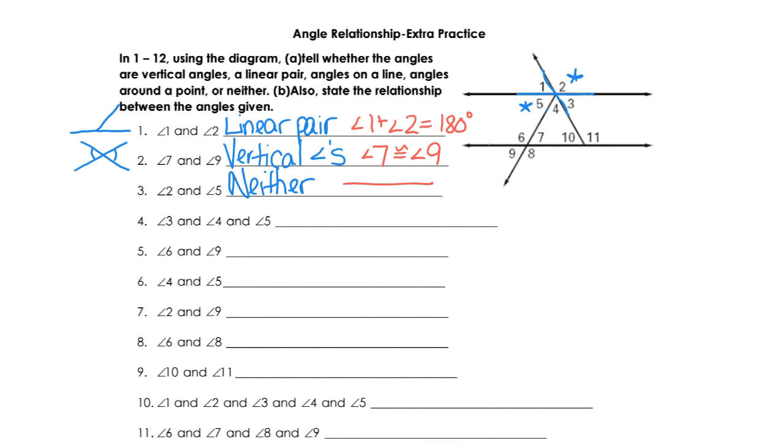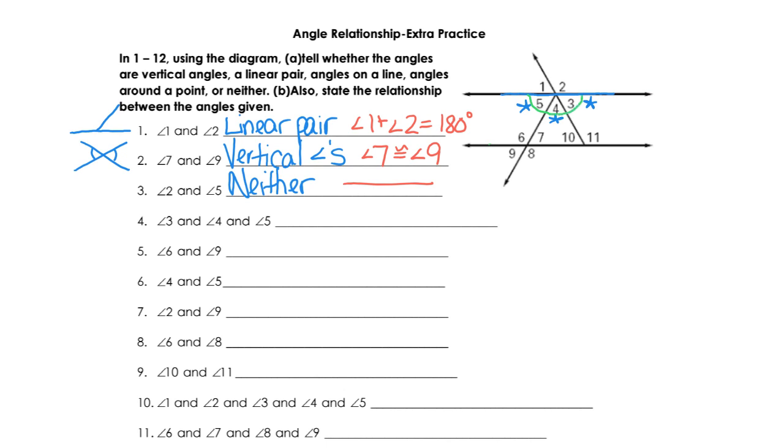We got angles 3, 4, and 5. So let's see, angle 3, angle 4, and angle 5. And as soon as I see that, everybody see this line here? Do you see that if I go from where angle 5 starts to where angle 4 ends, and then angle 3, we get that half circle again.